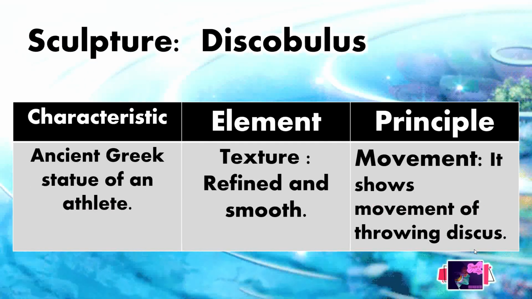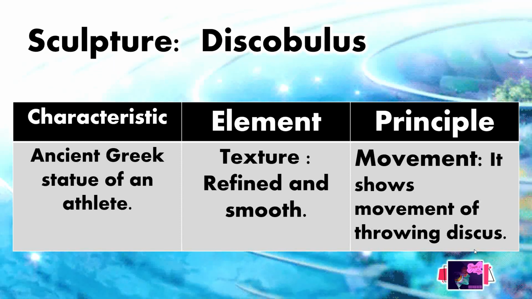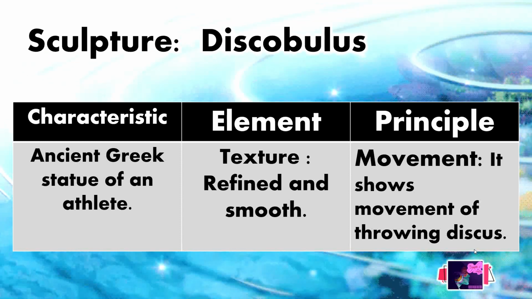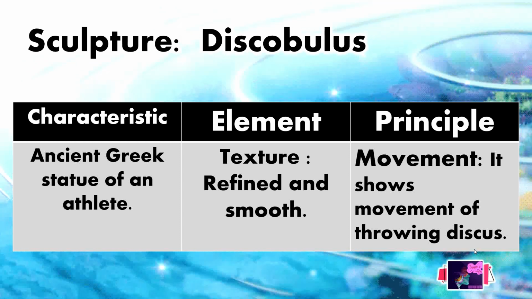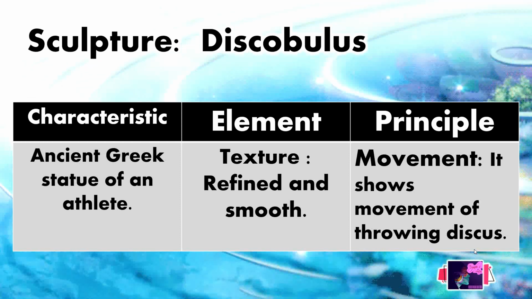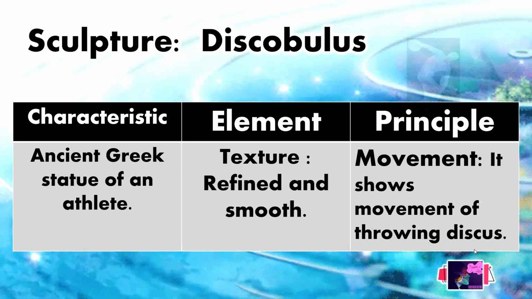Let's now see the summary of the characteristic elements and principles of the Scobulus. It is an ancient Greek statue of an athlete. The texture is refined and smooth, and it shows movement of throwing a discus. Again, that was the Scobulus.